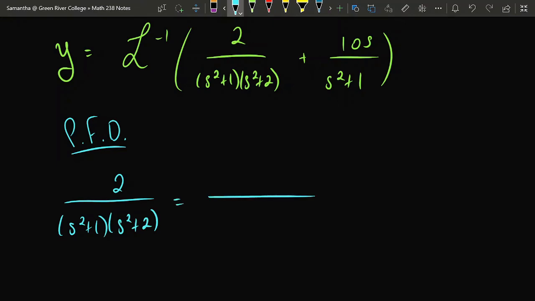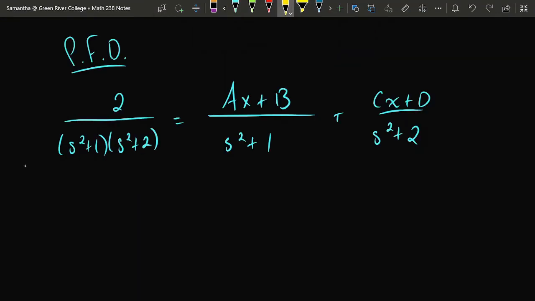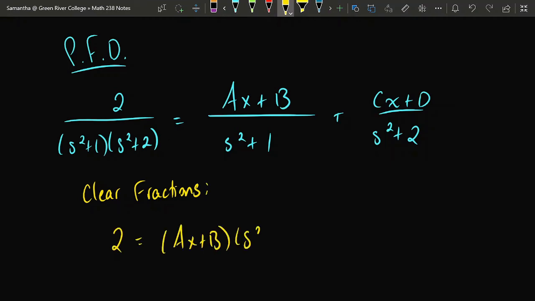So I'm going to break it down as a linear, ax plus b, over a quadratic plus linear over quadratic. And I'm going to go ahead and clear the fractions. We get 2 on the left side, (ax plus b)(s squared plus 2), plus (cx plus d). Oops, I'm using x again. Force of habit. You want to keep your variables consistent.